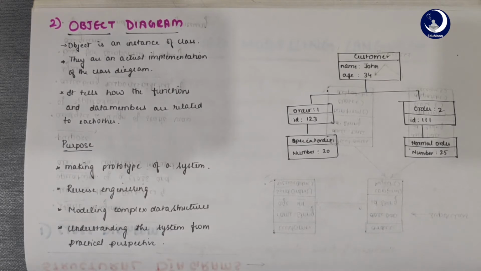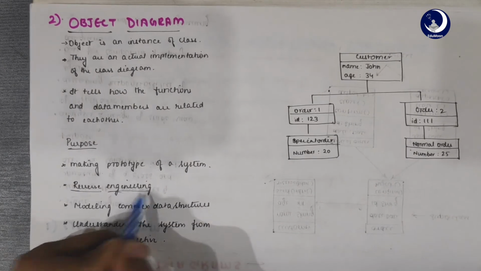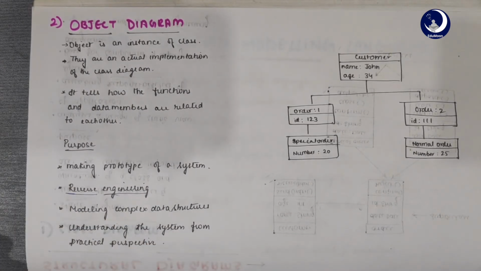The second structural UML diagram is the object diagram. We all know that an object is an instance of class, and they are the actual implementations of the class diagram. The object diagram tells us how the functions and the data members are related to each other, that is, the data and the functions. The purpose of object diagram is it is used to make the prototype of a system, and it is also used in reverse engineering and to model complex data structures.